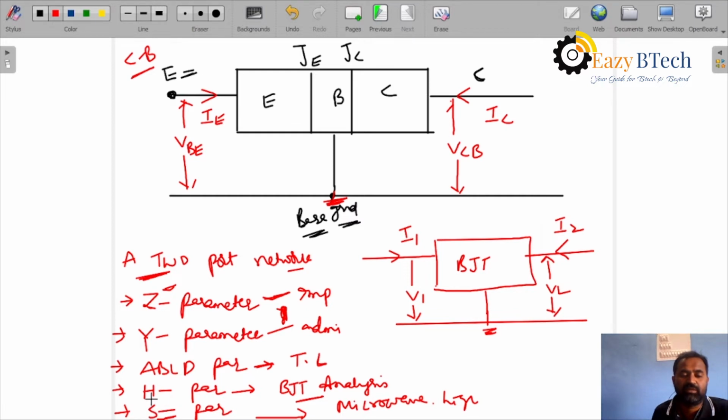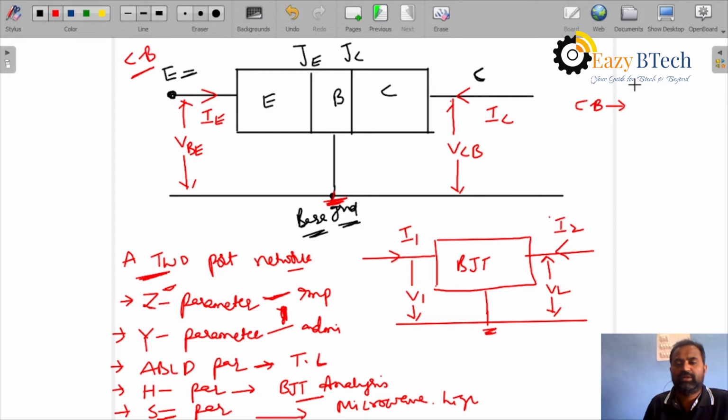H means hybrid parameters. Z means impedance parameters. Y means admittance parameters. These are the two-port network parameters. Okay. Next. Now from this structure you can see, suppose common emitter or common base.